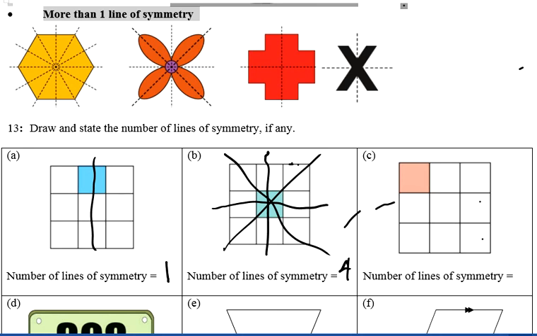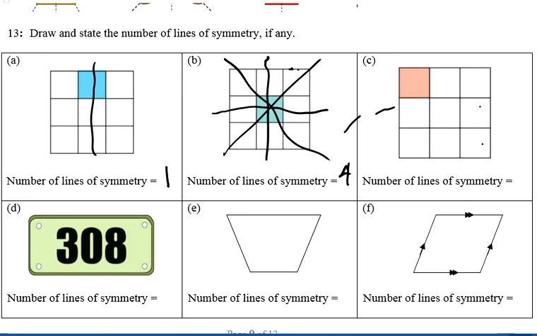The next shape that we have over here has a shaded part which is right at the corner here. For this shape, the only possible line of symmetry will be such. So it only has one line of symmetry.